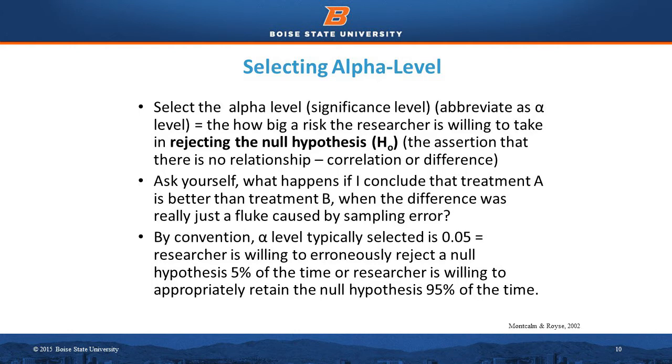Select the alpha level, which is abbreviated with the Greek letter alpha. The alpha level indicates how big a risk the researcher is willing to take when rejecting the null hypothesis. Remember, we are always attempting to reject our null hypothesis, in contrast to supporting our research hypothesis.